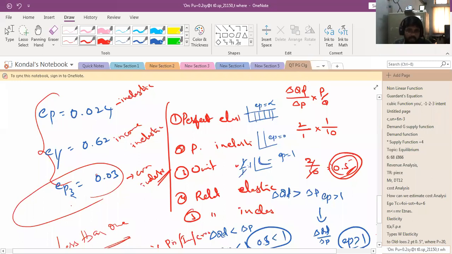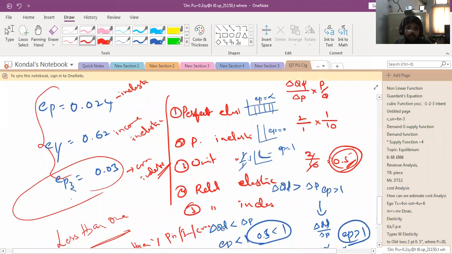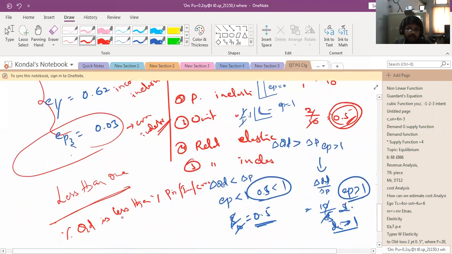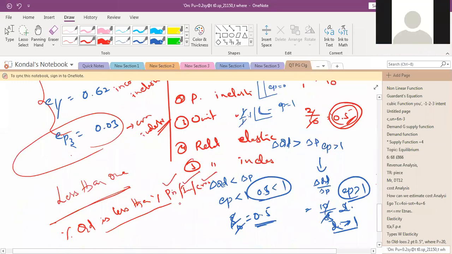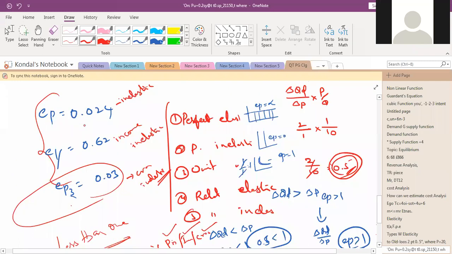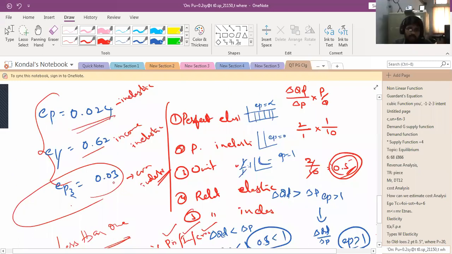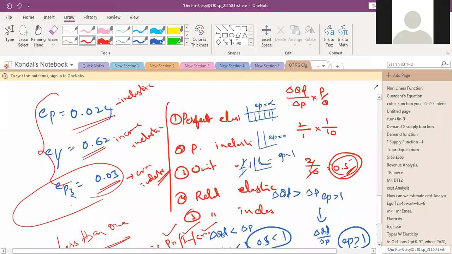In relatively inelastic demand, the percentage change in quantity demanded is less than the percentage change in price, income and cross elasticities. It means that the values are less than 1. If the values are higher than 1, or more than 1, we can say relatively elastic demand.